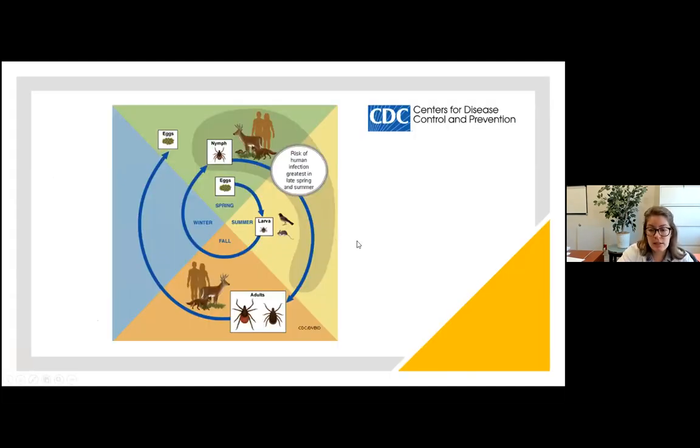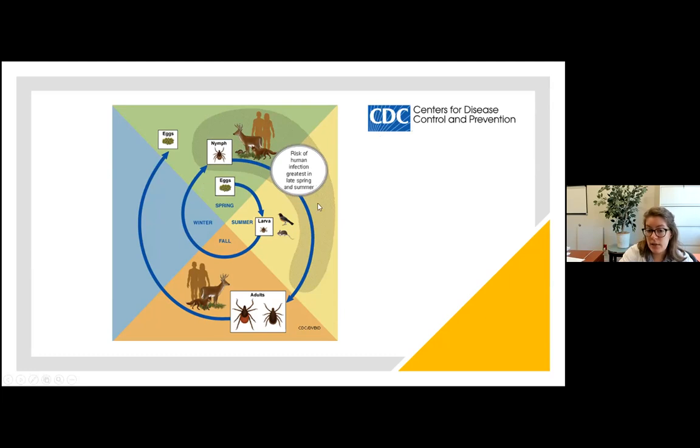This is just an illustration of the life cycle of the tick that spreads Lyme disease. So the ticks lay eggs that then hatch into larvae and develop into the nymph, which is the one that is associated with spreading Lyme disease. The nymph version of the tick bites an animal and humans, usually in the late spring and summer months, and then they progress into the adult phase, and then the adults lay eggs and perpetuate the cycle.